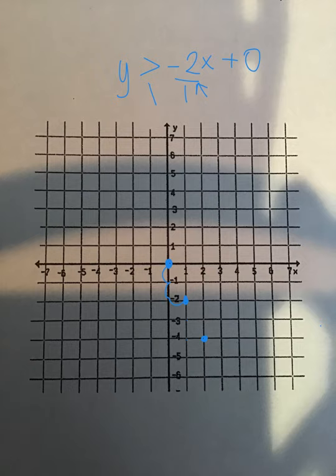It is just a less than sign, so put a dotted line. Oh, sorry, I said it was a less than. It's a greater than sign, so greater means you're on top. So you're going to shade the top of that one.